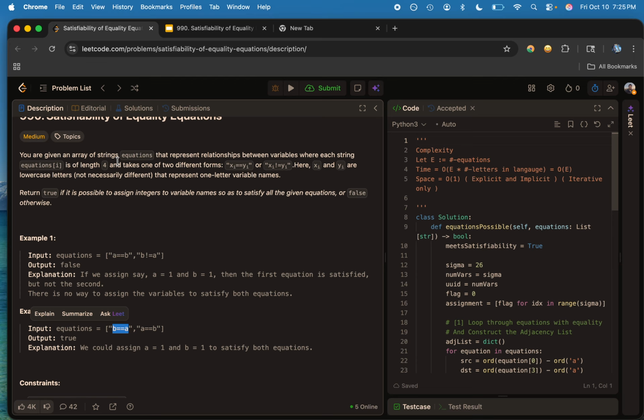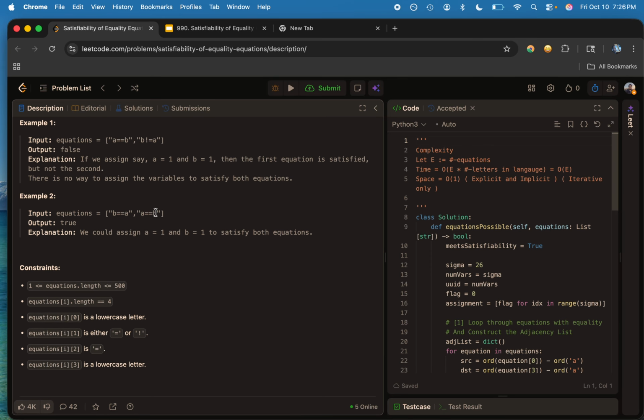So to come back to the word problem description, we're given an array of equations that represent relationships between variables in the form of strings, where each equation is of length 4, taking on two forms, x equal to y or x not equal to y, where x and y are lowercase letters, not necessarily different, representing one letter variable names. We need to return true if it's possible to assign integers to variable names satisfying all the equations, or false otherwise.